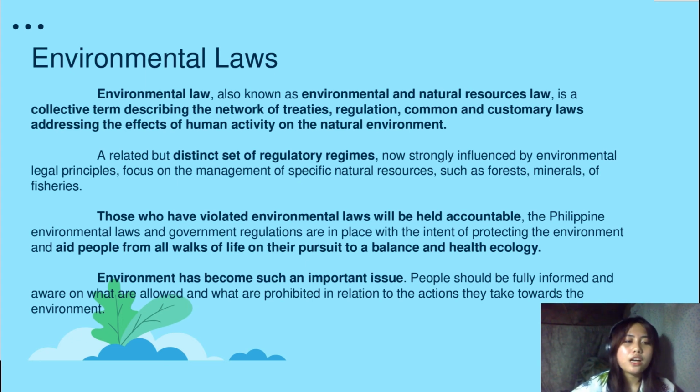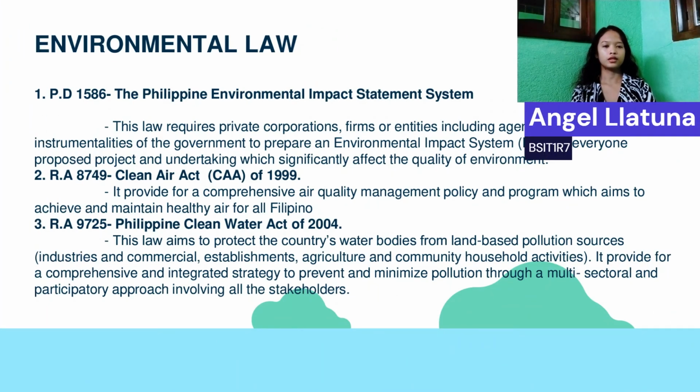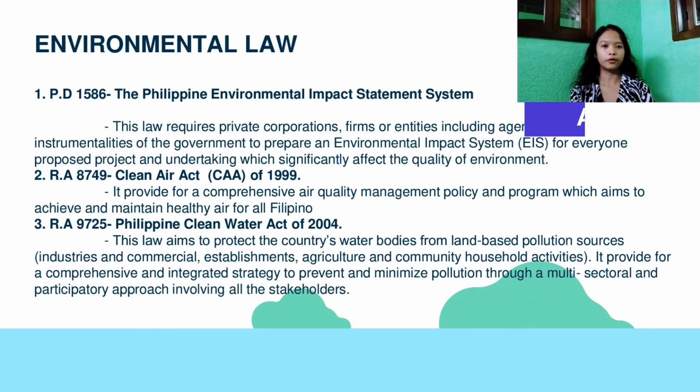So according man pod sa Philippine environmental law, government regulations are in place to protect the environment and help people in general. The PD 1586 requires private company and government to prepare an environmental impact system. The objective of this law is to maintain the balance between environment and socio-economic development. Second is RA 8749, Clean Air Act of 1999. This law aims to achieve and maintain healthy air for Filipinos.